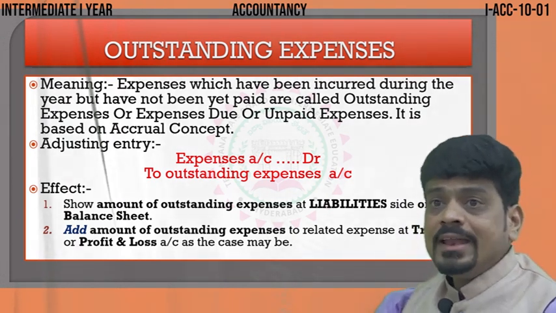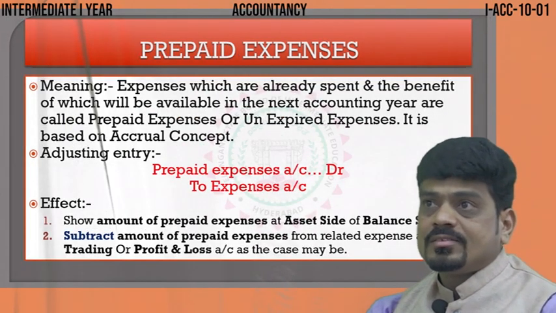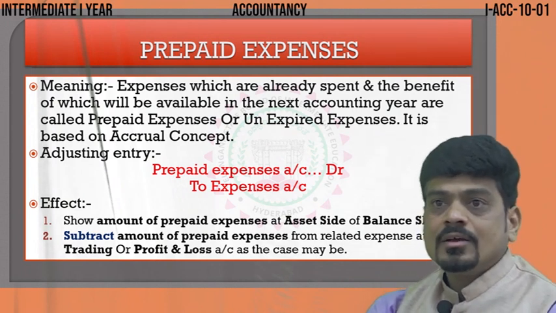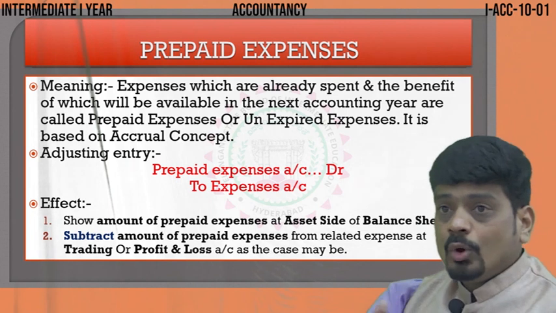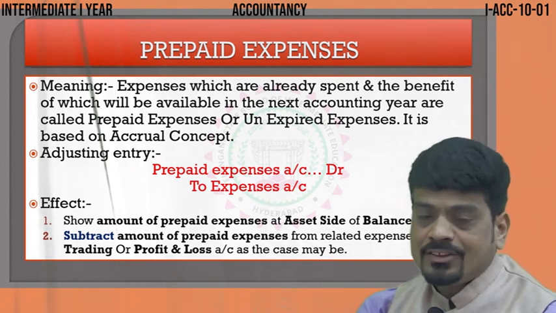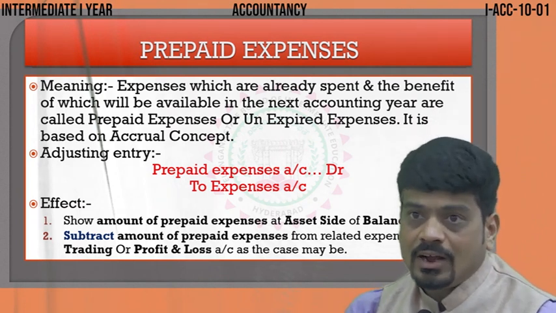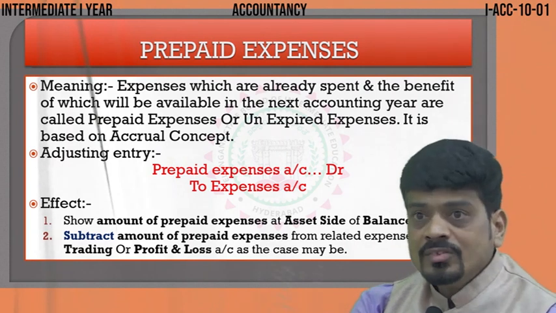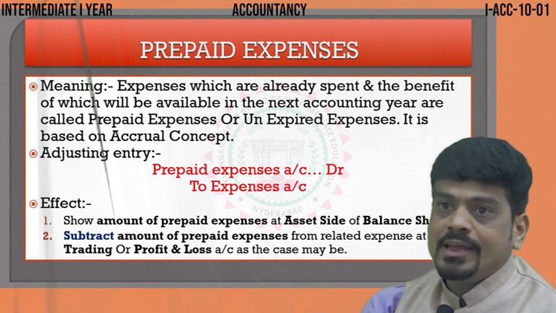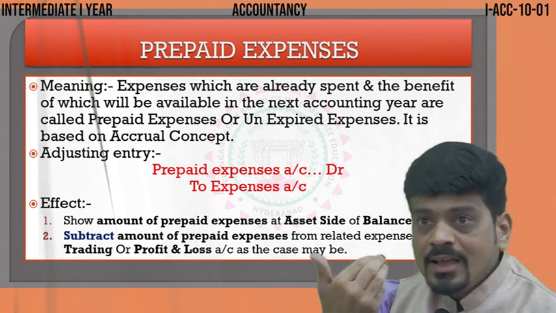show. Then comes the third one called prepaid expense. What do you mean prepaid expense? Nothing but those expenses we have paid already. In advance you paid. Actually they are relating to next accounting year, but you have paid in advance. Those expenses are called prepaid expense or unexpired expense. Already paid in advance. They are for the next year.